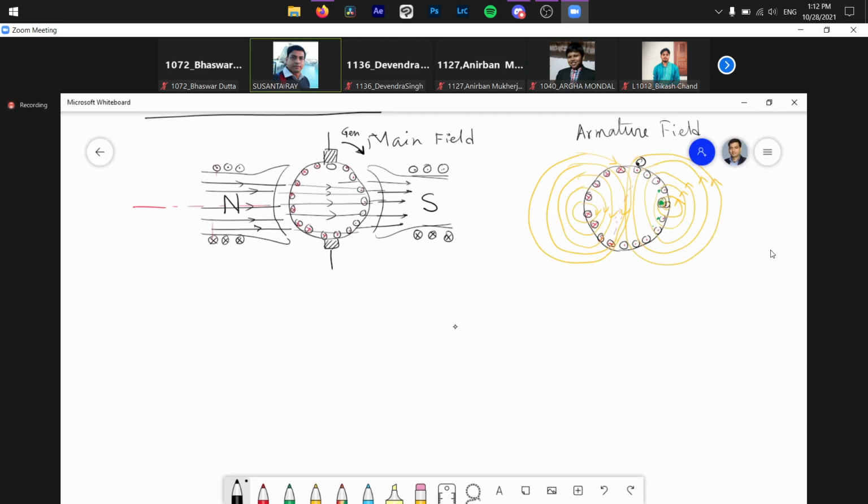Okay, so when I am calling it a generator, you have to stretch your right hand, the three fingers of your right hand, index finger, middle finger, and thumb. You have to orient the field and the armature current directions, and you have to check your thumb. So that is the procedure.